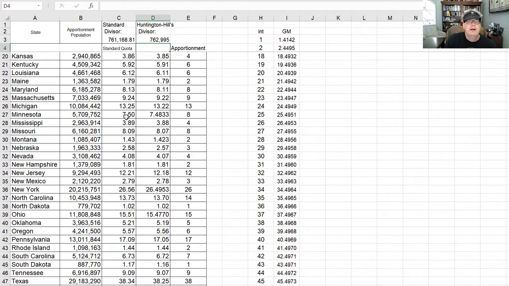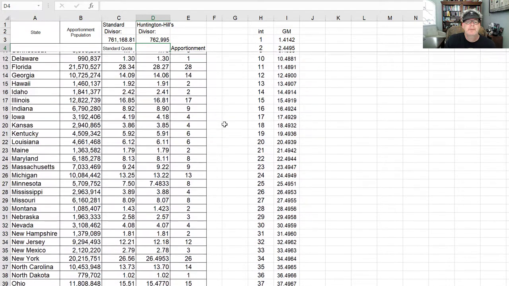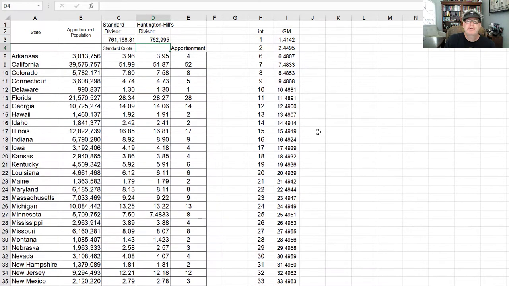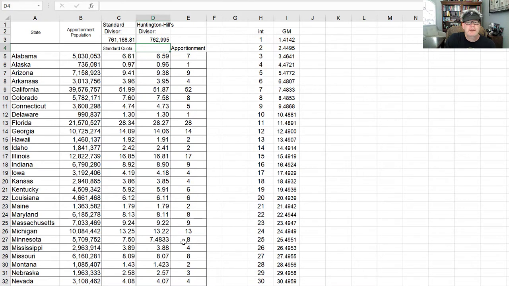So Minnesota barely made it, so it did round up. If we look at the geometric mean of 7 and 8, it'd be 7.4833. Well, that's exactly where Minnesota is. Maybe I need more decimals. Why not? Hopefully it shows up here. There. So you can see how much Minnesota barely made it over the geometric mean of 7 and 8. I had to go that many decimal places. That was close. But so it rounded up.